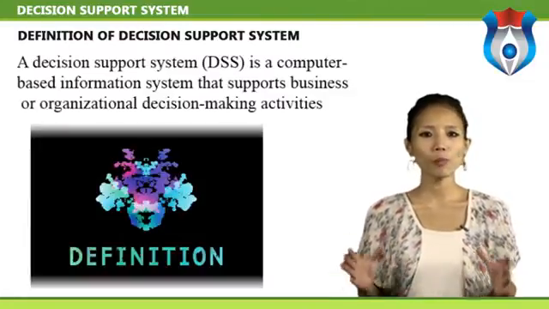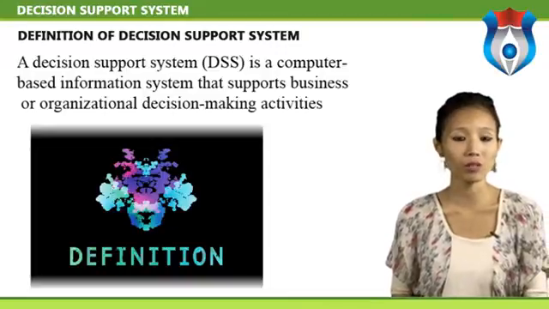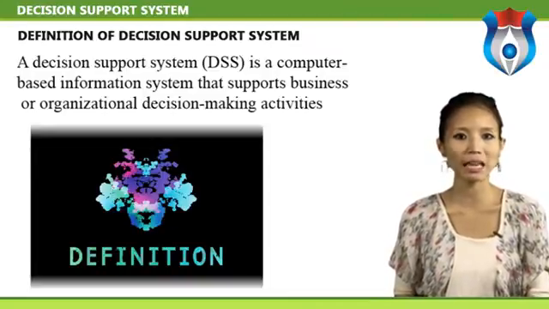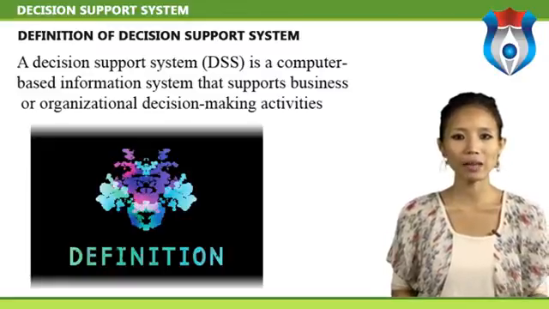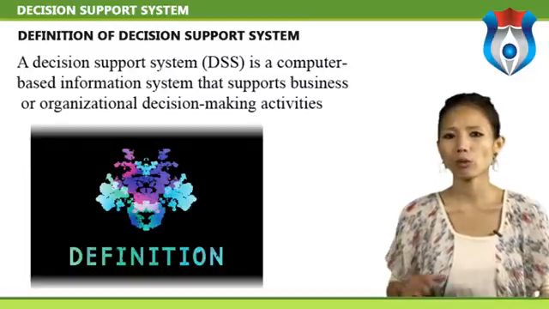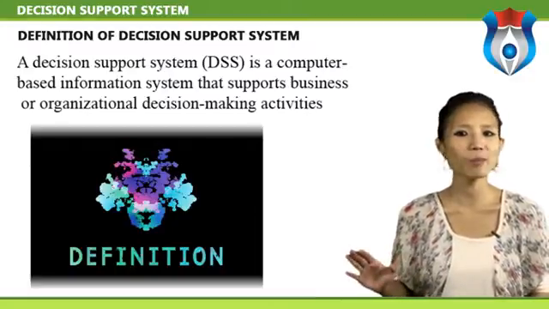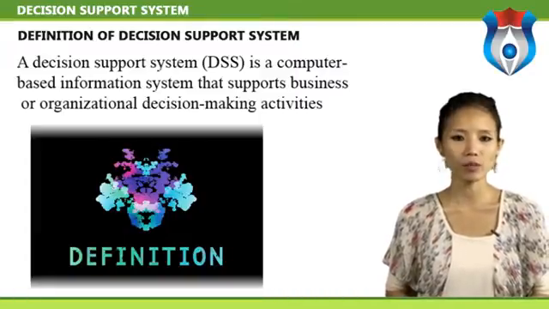A Decision Support System (DSS) is a computer-based information system that supports business or organizational decision-making activities. DSS serve the management, operation, and planning levels of an organization and help to make decisions which may be rapidly changing and not easily specified in advance. DSS include knowledge-based systems.